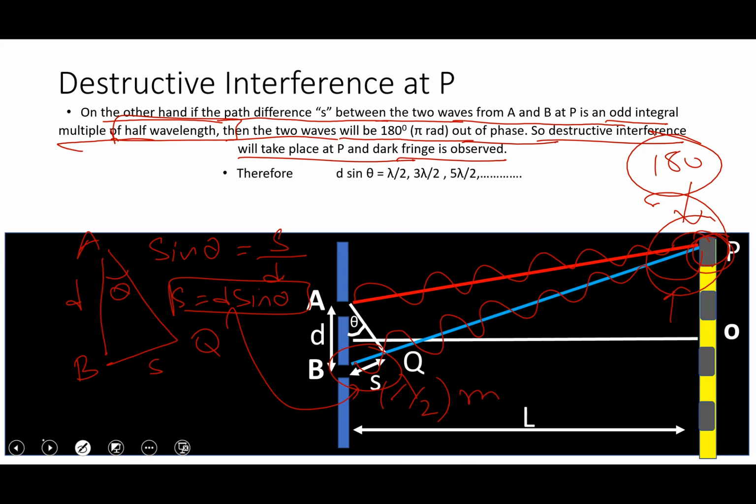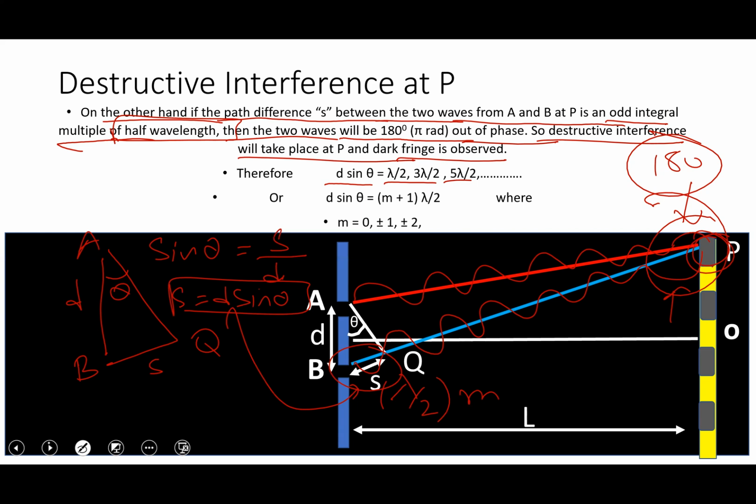And this is what is being mentioned over here. D sine theta is equal to half a lambda, or you can say 3/2 lambda, which is 1.5 lambda, 5 lambda by 2, or you can say 2.5 lambda. Any half lambda which is formed, then at the end point at point P, we'll see a destructive interference.